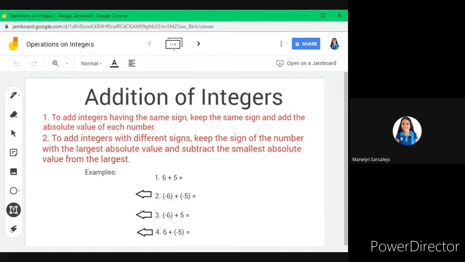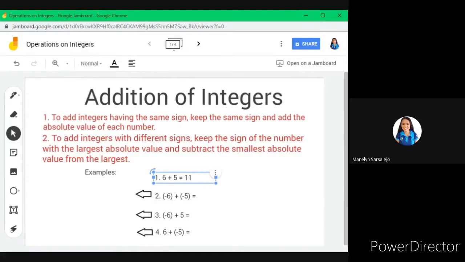Okay, let's have number 1. 6 plus 5. Okay, positive 6 and positive 5. So, they have the same sign. So, let's just add. 6 plus 5, we have 11. Okay, positive 11.